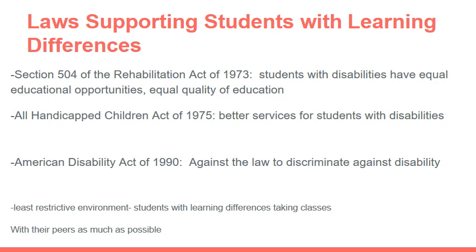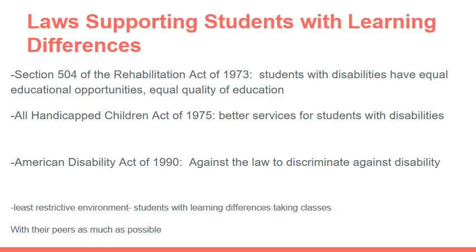The All Handicapped Children Act of 1975 also ensured that better services would be provided to students with disabilities. Before, unfortunately, in some schools, students with disabilities and learning differences were separated and often were provided subpar educational and instructional activities. But thanks to the All Handicapped Children Act of 1975, it increased the standards and the requirements for special education in the United States.